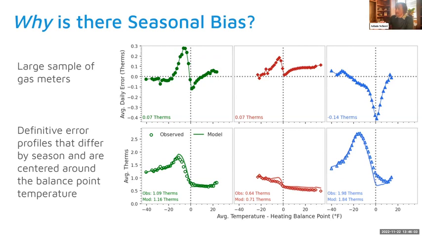So I'm looking at the average temperature minus the heating balance point, that delta. Anything below 0, you are in that linearly increasing region. And these are gas meters we're looking at now, a large aggregation of meters. And anything to the right of 0, you are in that temperature independent region of the model.